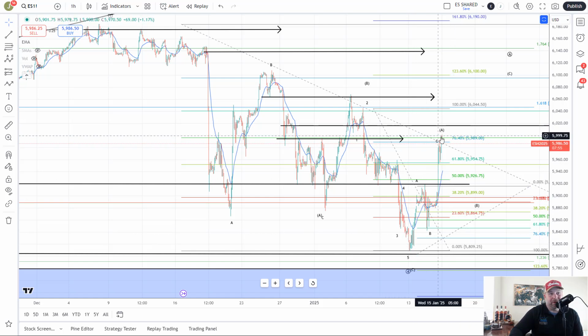and we're all the way back up here at 6,000. So absolutely crushing long for us. Great trade for our group. If you want to be a part of it, you can check that out later.